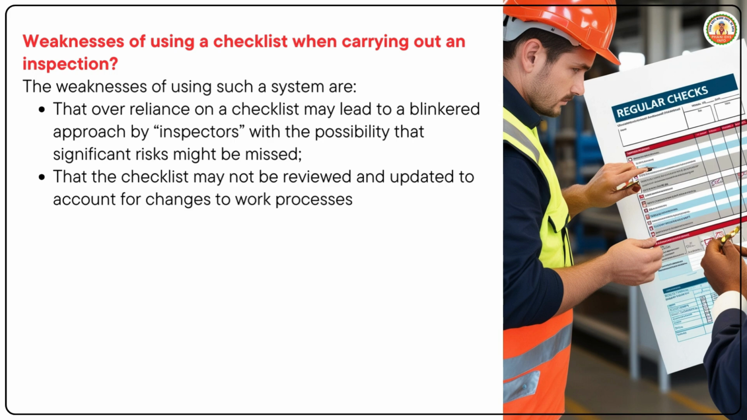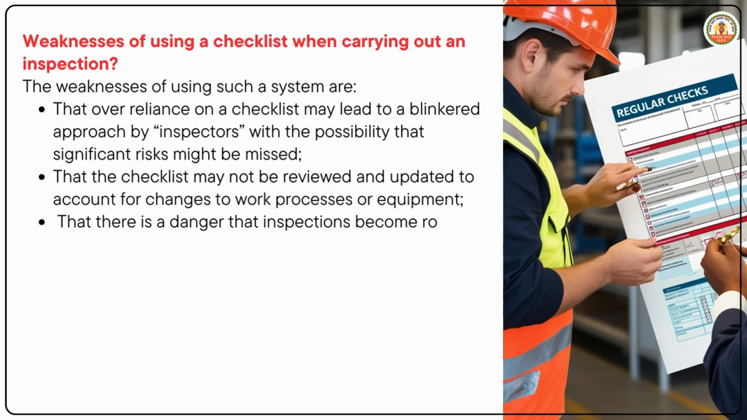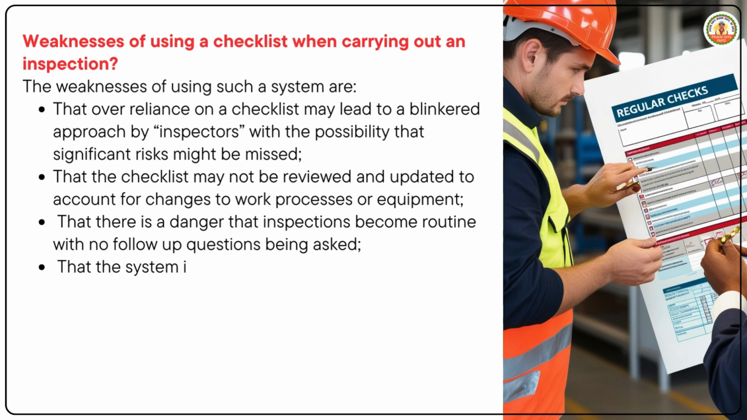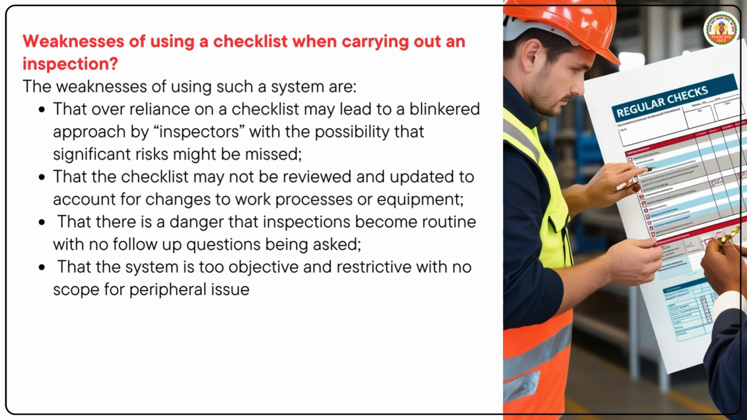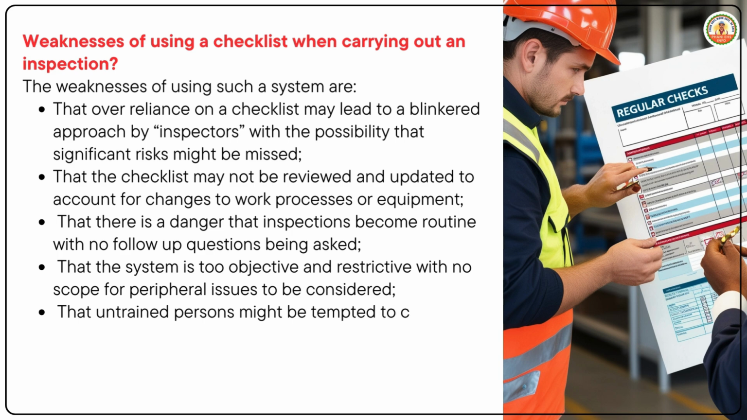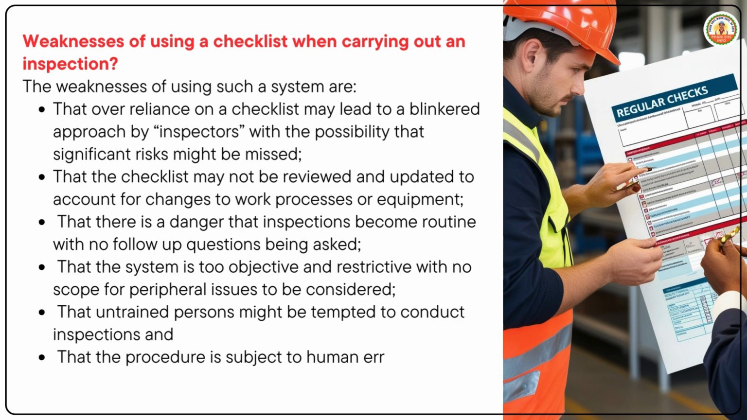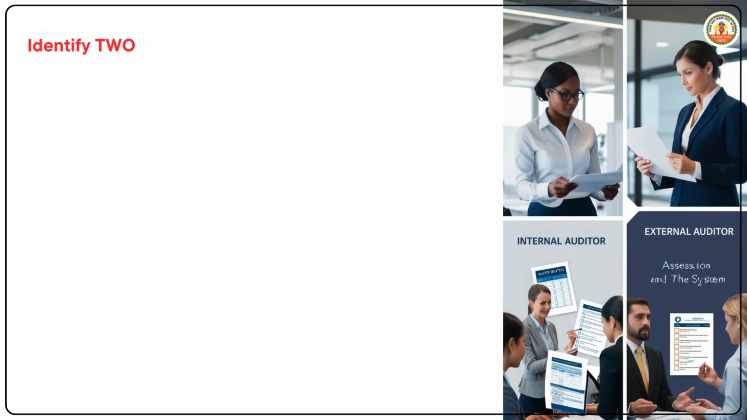That there is a danger that inspections become routine with no follow-up questions being asked. That the system is too objective and restrictive with no scope for peripheral issues to be considered. That untrained persons might be tempted to conduct inspections and that the procedure is subject to human error and or abuse. Identify 2 types of health and safety inspection.